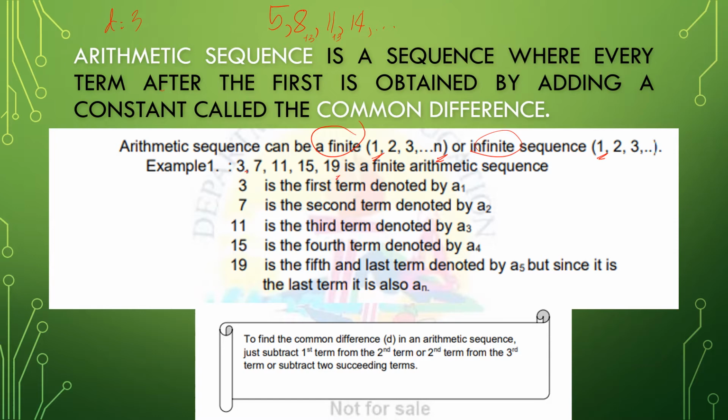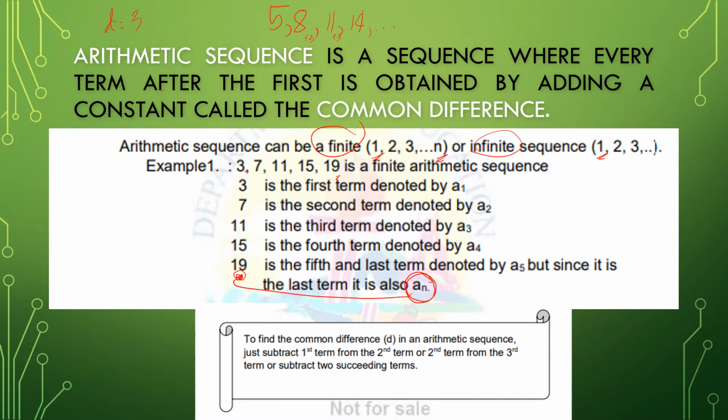3 here is the first term denoted by a sub 1. 7 is the second term denoted by a sub 2. 11 is the third term denoted by a sub 3. 15 is the fourth term denoted by a sub 4. 19 is the fifth and last term denoted by a sub 5. But since it is the last term, it is also a sub n. We can only use this notation a sub n if we are referring to the last term.